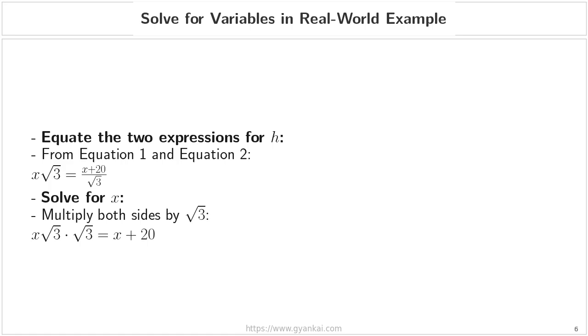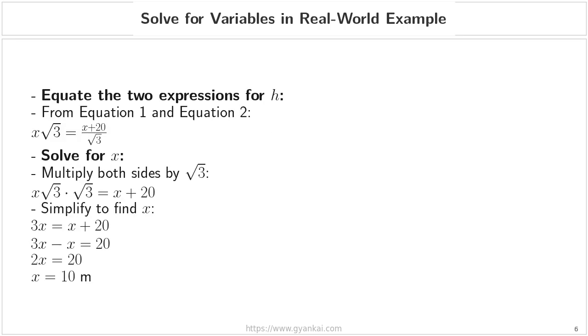To get rid of that fraction, we will multiply both sides of the equation by the square root of 3. When we multiply the left side, x times the square root of 3, by the square root of 3, we are left with just 3x, because the square root of 3 times itself is simply 3. On the right side, the square root of 3 in the denominator cancels out, leaving us with just x plus 20. Now we can simplify this to find x. We have 3x equals x plus 20. To isolate our variable, we subtract x from both sides, which leaves us with 2x equals 20. Dividing both sides by 2, we find that x equals 10 meters.